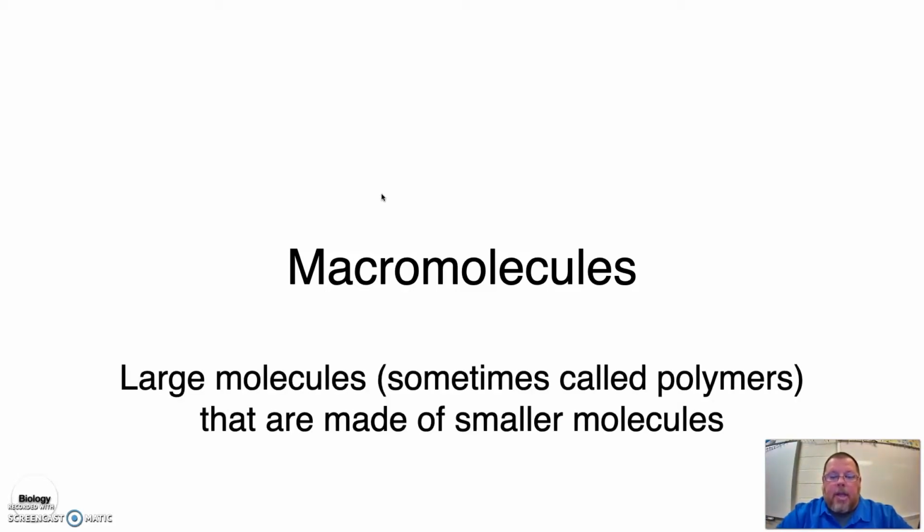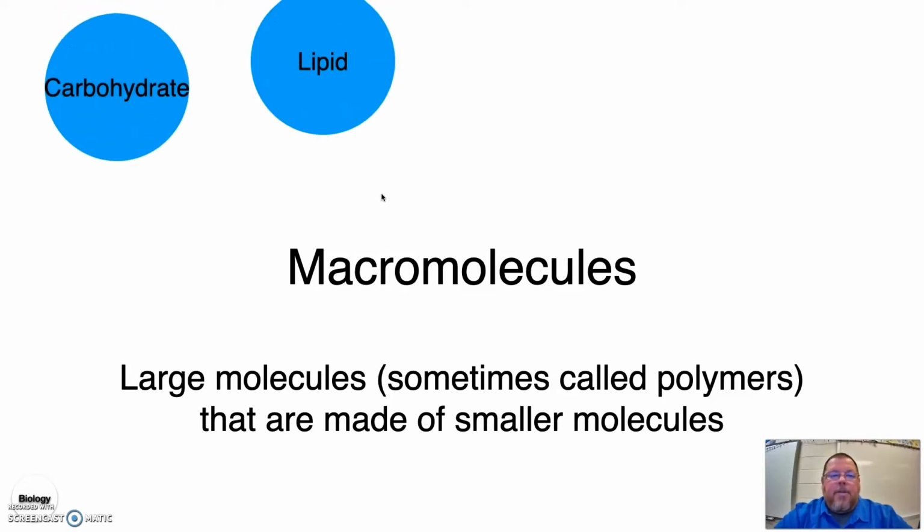Another way that we can think about macromolecules is to call them polymers. Poly means many, and a polymer would be like a beaded necklace where you have individual beads that make up the longer strand. Polymers would be macromolecules because they're going to be large, but not all macromolecules are going to be polymers, and we will talk a little bit more about that when we talk about lipids.